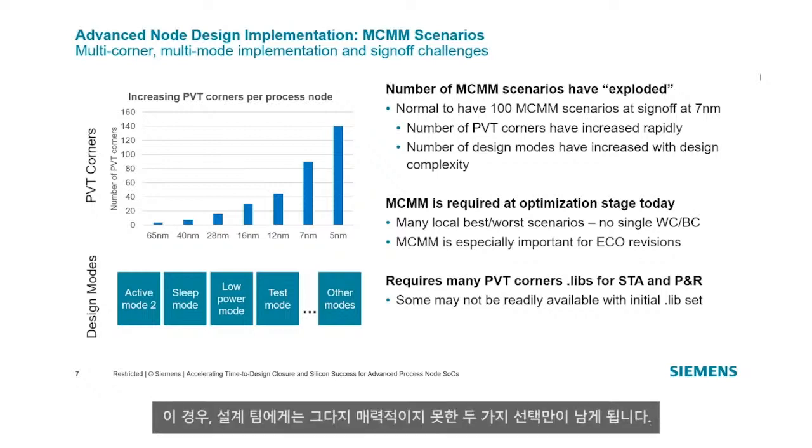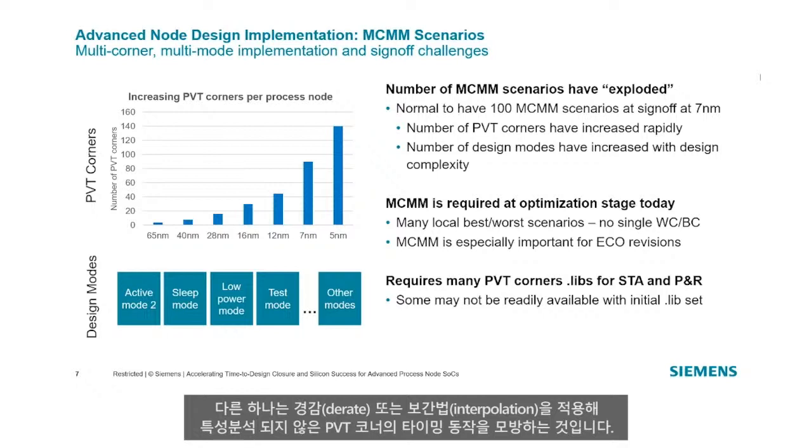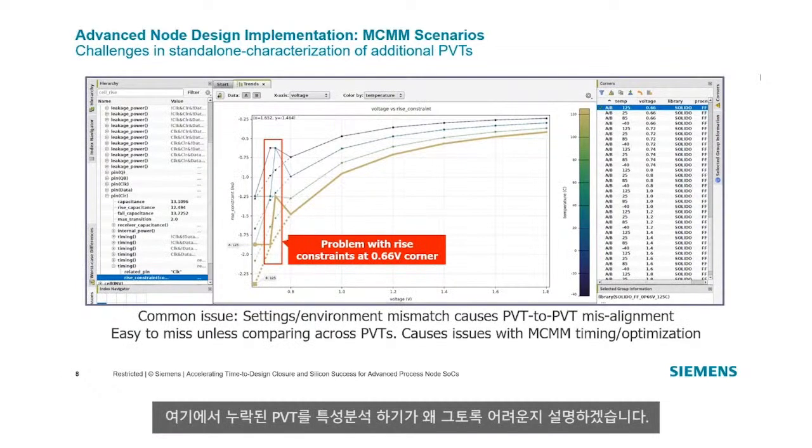In this case, the design team is left with two rather unappealing choices of either trying to characterize a new PVT from scratch with limited characterization information of the rest of the corners, or applying derates or interpolation to mimic the timing behavior of the uncharacterized PVT corners. Here, we'll illustrate why characterizing missing PVTs is such a challenge.